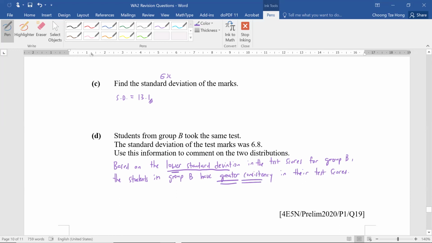Right, so I hope that through this video you have been able to better understand the mean and the uses of the mean and how an outlier will affect the mean, as well as have a better understanding of standard deviation and how it affects the spread of a data set.